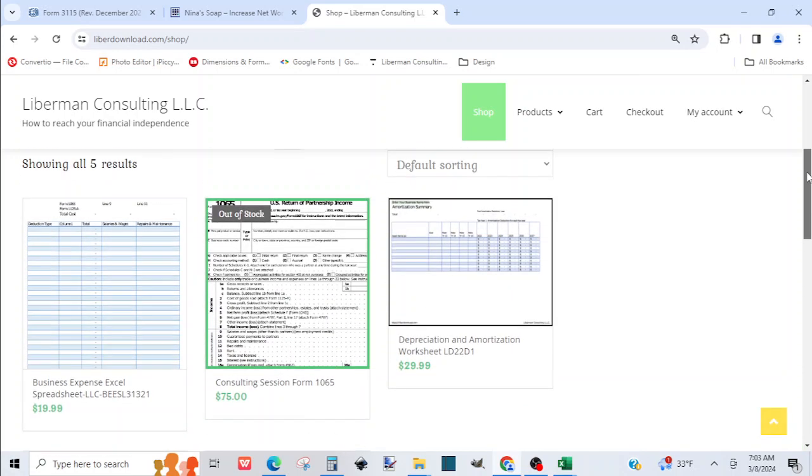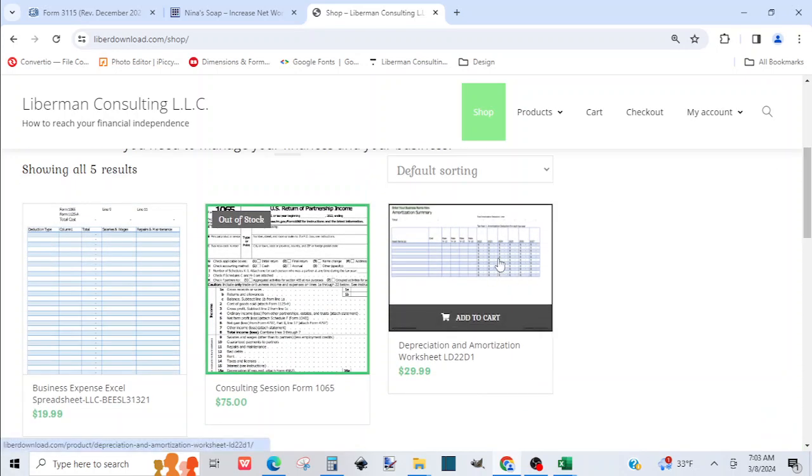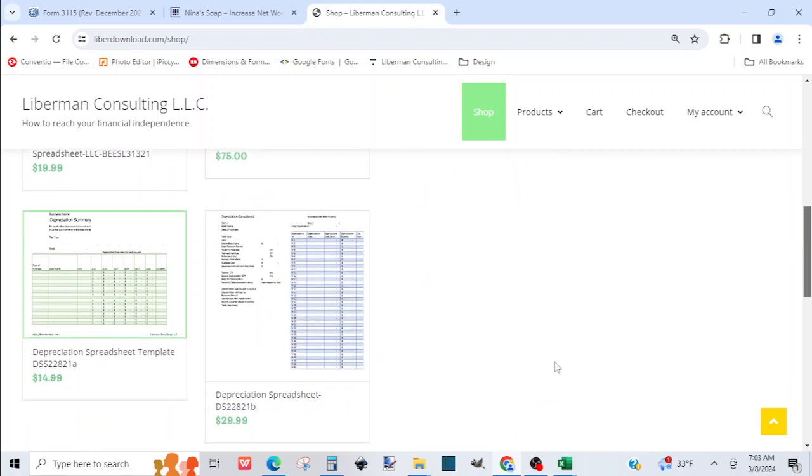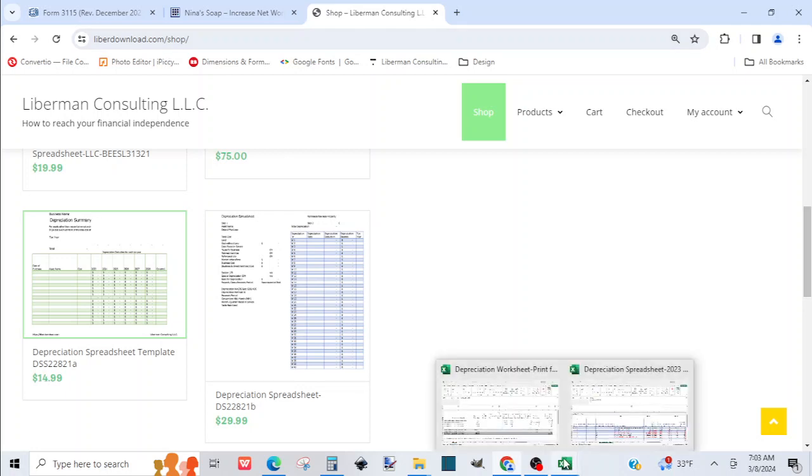This one is for assets other than real estate and vehicles, so it is not suitable for it. The bottom one is more suitable for that, but again, you can check to see which one you want if you want something like that.